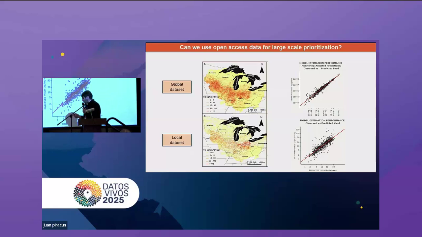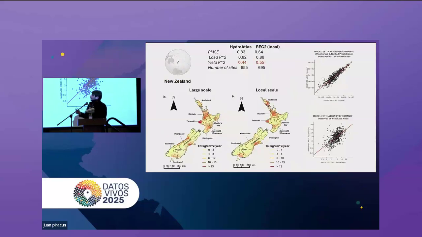And what you can see here is that the performance of the models that use the global data sets compared to the local data sets is actually very good for some regions. So this is an example in the United States using one global open access data set that has a relatively coarse resolution, the Hydro Atlas, compared to a local data set that is used by the US government to map nutrient loads across the entire country. And we did it as well for New Zealand and for other regions, but I'm just showing two examples today.